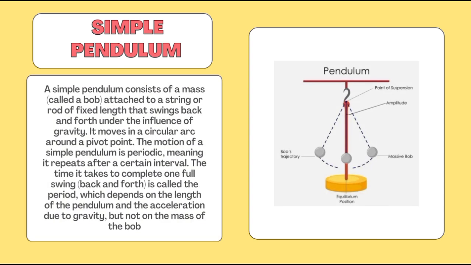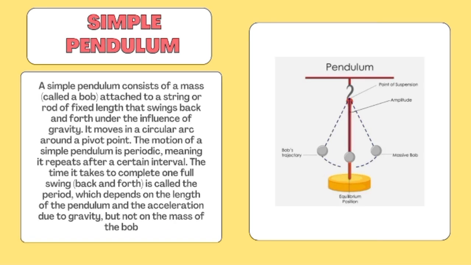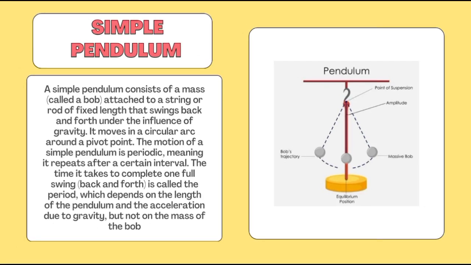A simple pendulum consists of a mass called a bob attached to a string or rod of fixed length that swings back and forth under the influence of gravity. It moves in a circular arc around a pivot point. The motion of a simple pendulum is periodic, meaning it repeats after a certain interval. The time it takes to complete one full swing back and forth is called the period, which depends on the length of the pendulum and the acceleration due to gravity but not on the mass of the bob.